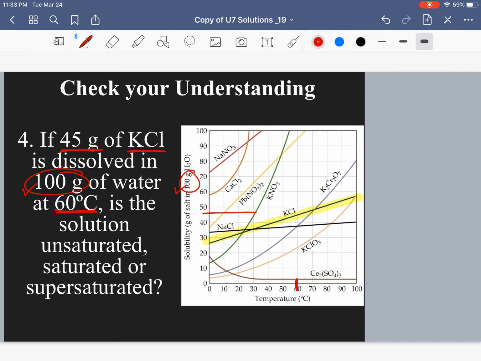So I'm going to follow those two lines until they intersect, which, if you look, here they are. And notice that point lies directly where the line is. So on the line, remember, equals saturated. So my solution is saturated. So that's to say if I took potassium chloride and dissolved 45 grams of it in 100 grams of water at 60 degrees Celsius, my solution would be saturated. All right.